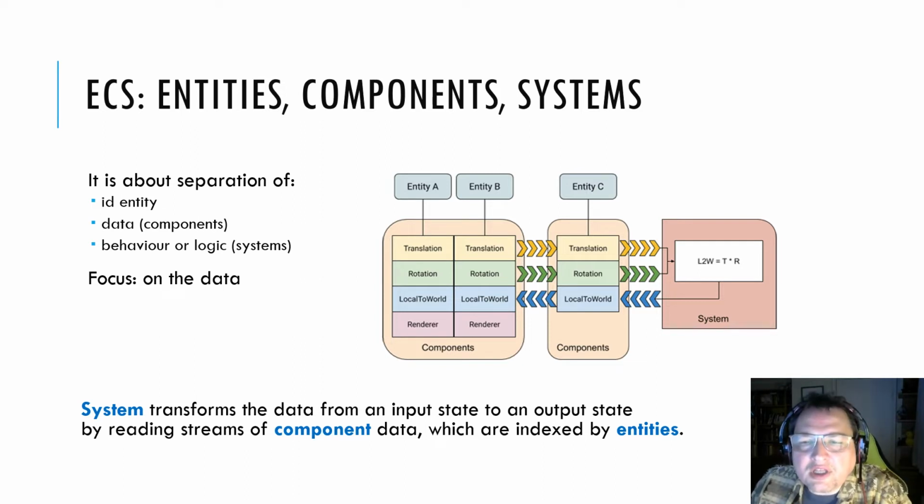You have a number of entities here, a number of data components, and one system that just takes the stream or several streams of input data, does some basic calculation. In this case, this system combines translation and rotation to produce the combined local to world transformation. And this transformation produces the output stream sent to another component data.